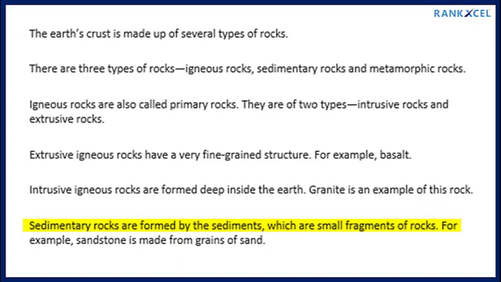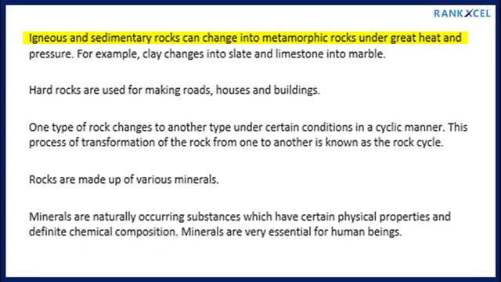Sedimentary rocks are formed by the sediments, which are small fragments of rocks. For example, sandstone is made from grains of sand. Igneous and sedimentary rocks can change into metamorphic rocks under great heat and pressure. For example, clay changes into slate and limestone into marble. Hard rocks are used for making roads, houses and buildings. One type of rock changes to another type under certain conditions in a cyclic manner. This process of transformation of the rock from one to another is known as the rock cycle.